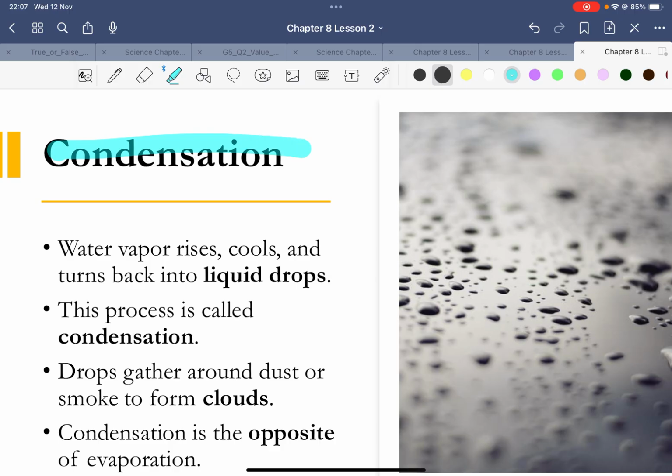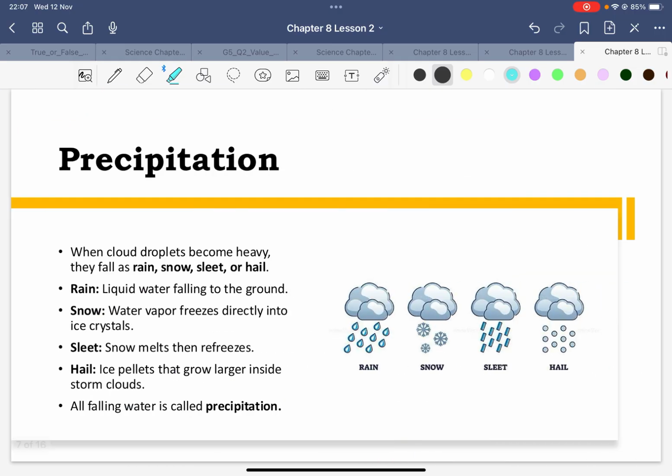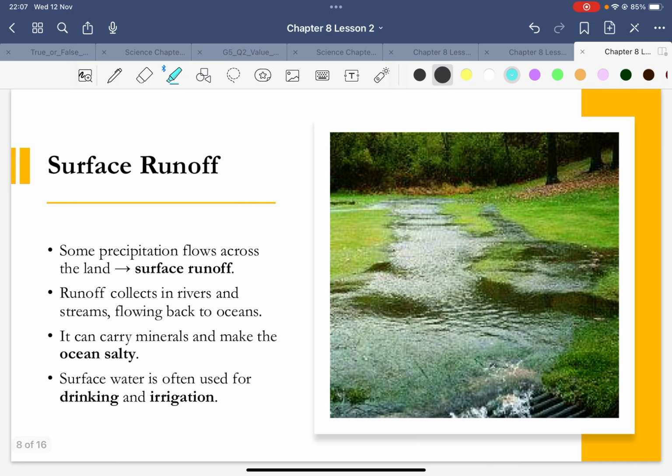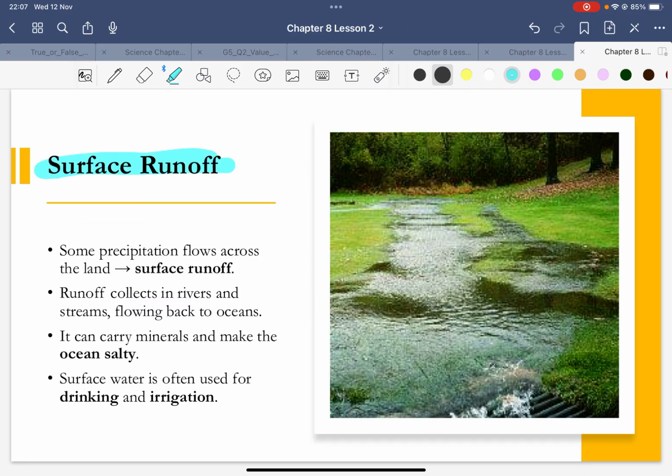Then you have condensation. Condensation means that the water vapor rises and goes up, right? And it cools and turns back into liquid drops. All right, let's see precipitation. Precipitation, as you know, can be in the form of rain, snow, sleet, or hail. So this is the falling back of water that is in the form of clouds onto the earth. All falling water is called precipitation. Then you have collection, which is the same as surface runoff, similar to it.